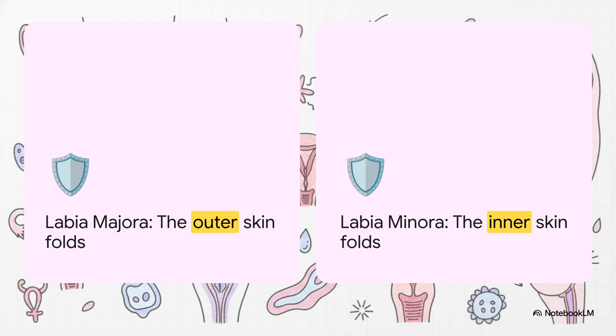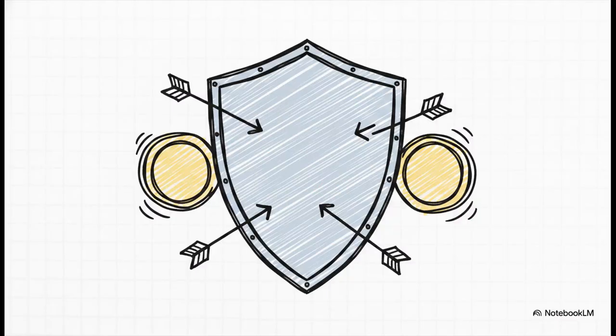Now, what's really interesting about this slide, and super crucial for your exams, is keeping these fold structures straight. The labia majora are the outer skin folds. Think major for the larger outermost layer. In contrast, the labia minora are the inner folds. Pausing to contrast these two side by side right now is going to save you from some really common exam confusion later on. So what do these folds actually do down there?